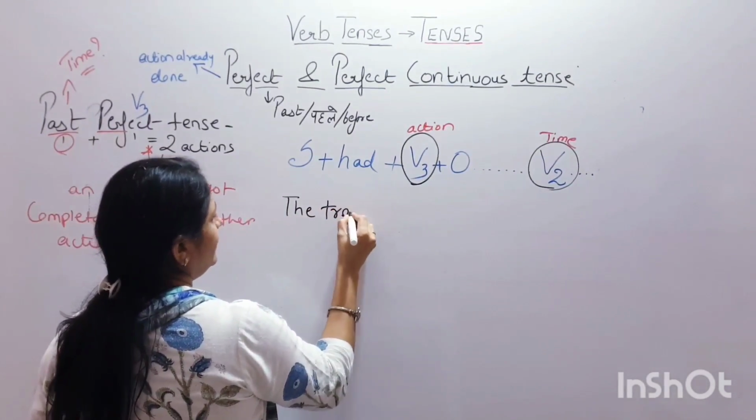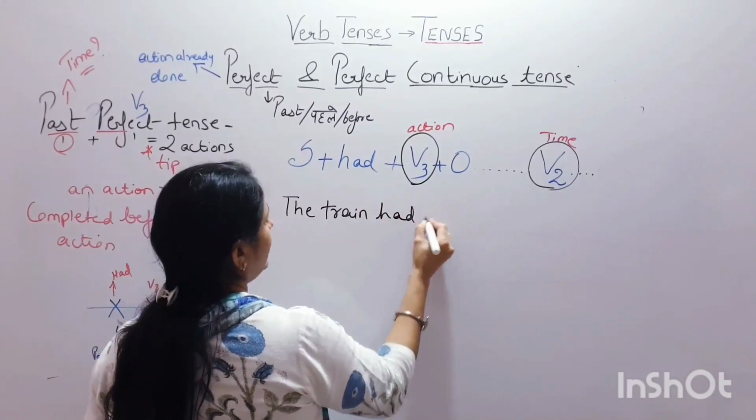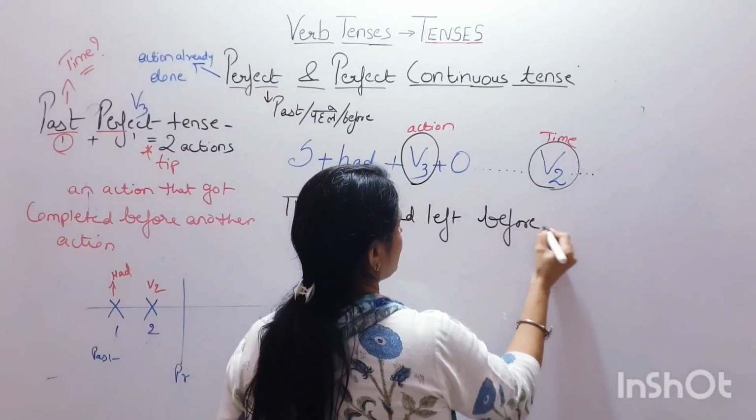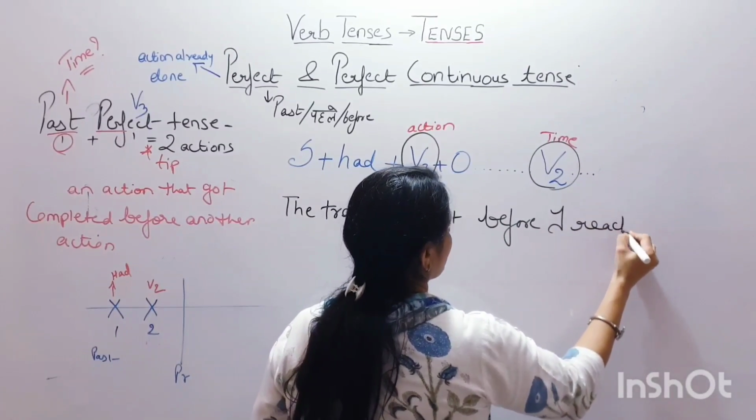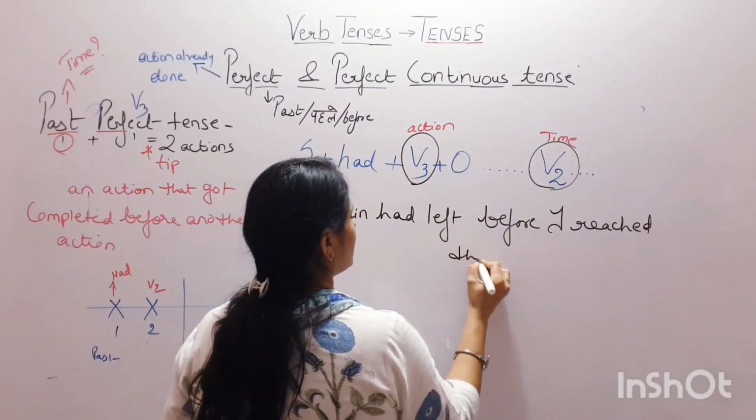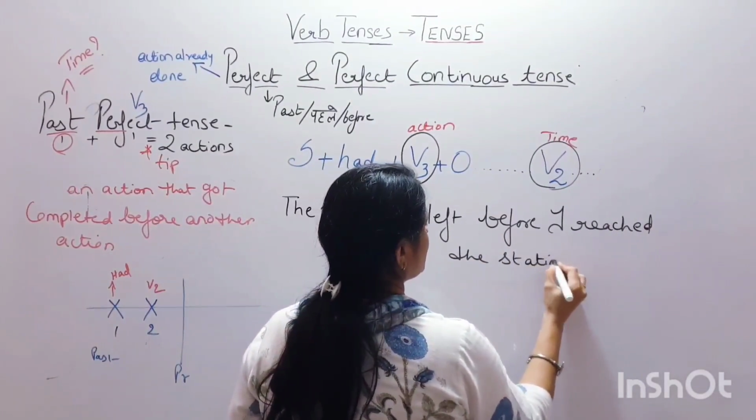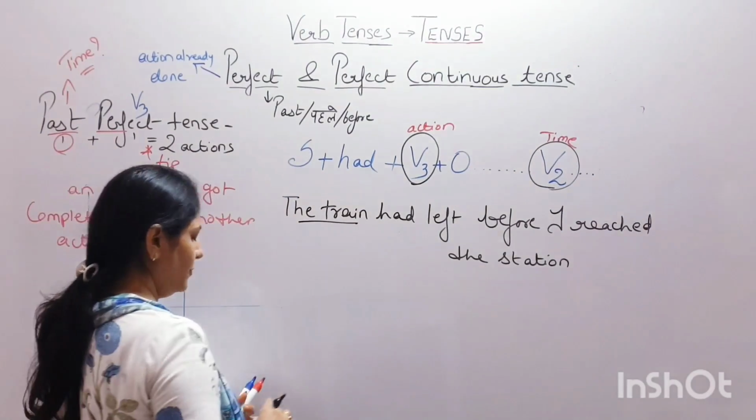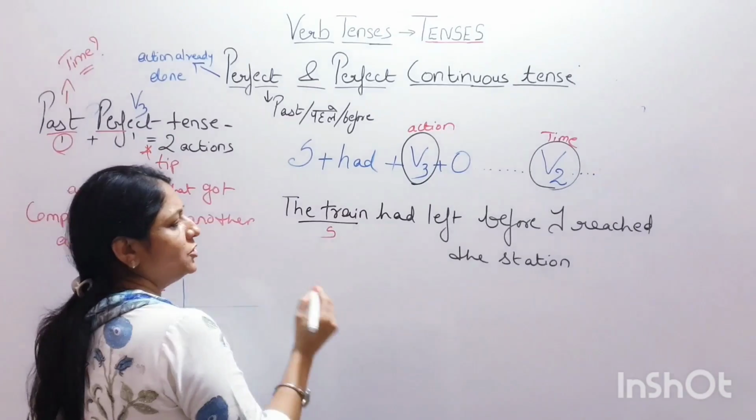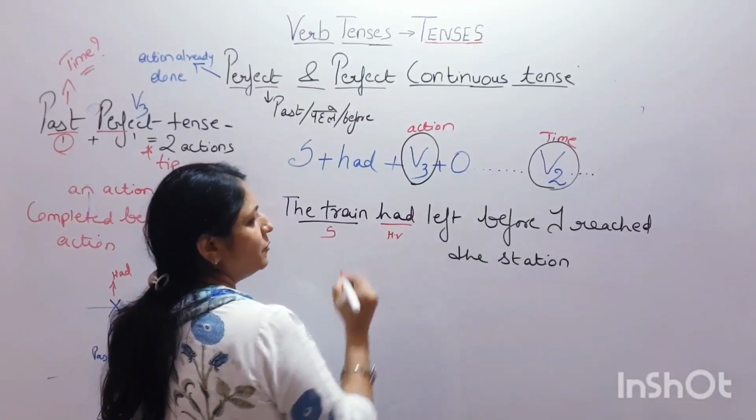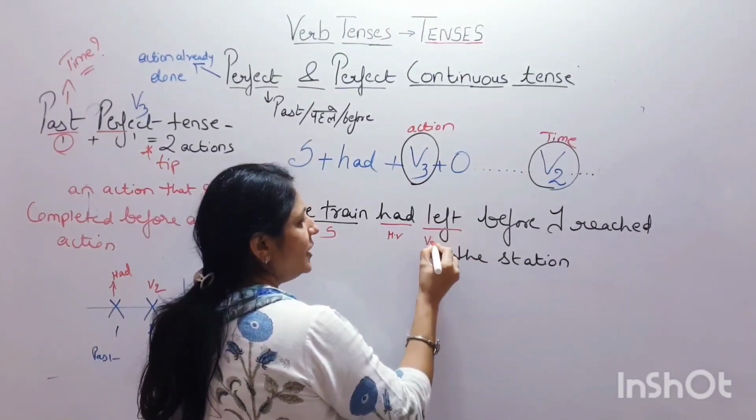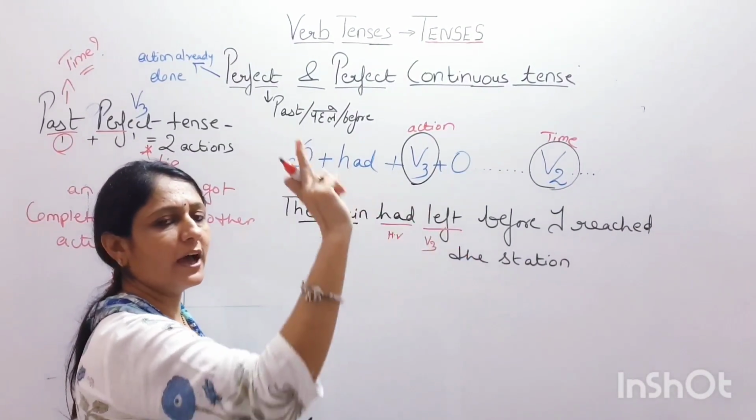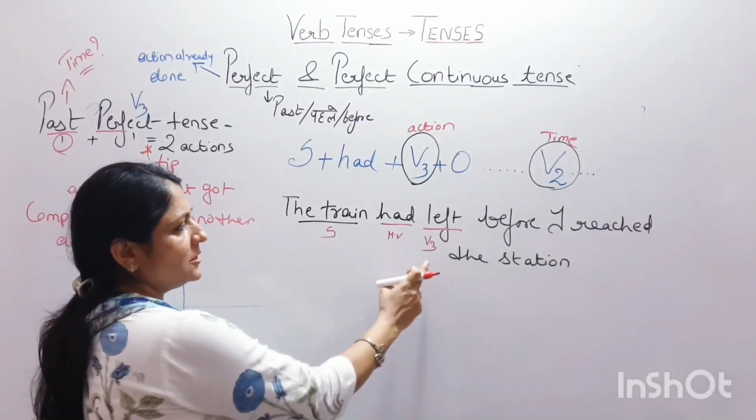The train had left before I reached the station. Now let's try to understand this formula. The train over here, this is your subject, this is your helping verb. Now left is the V3 form of the verb leave. Leave, left, left, and the fourth form will be leaving.